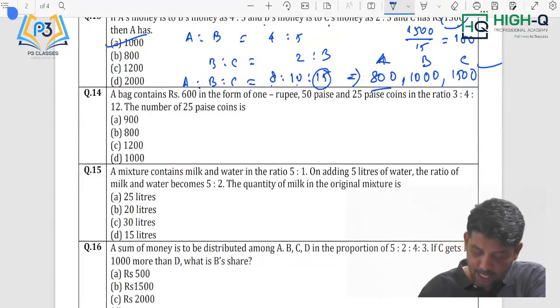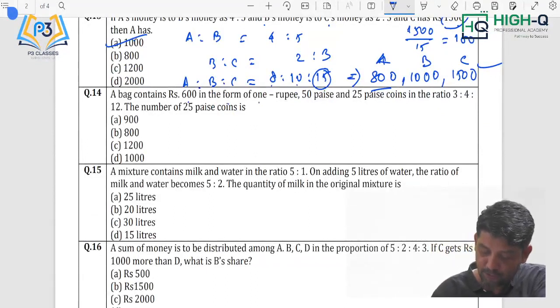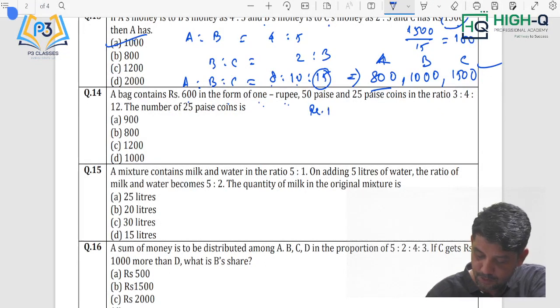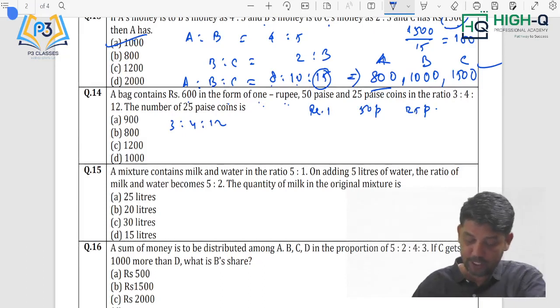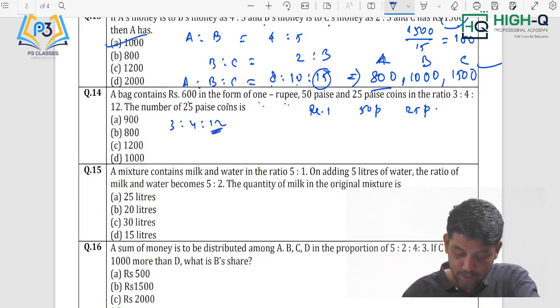Next, a bag contains 600 rupees in the form of 1 rupee coin, 50 paise coin, 25 paise coin, in the ratio 3:4:12. We need to find out the number of 25 paise coins. Let me use trial and error method, my dear.